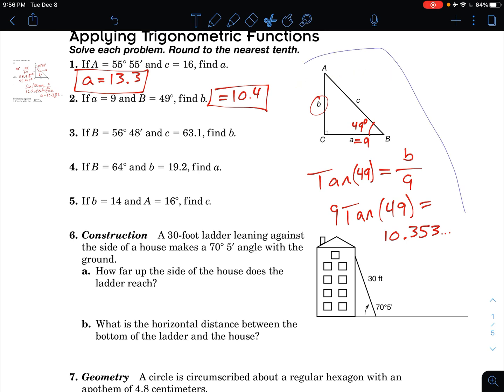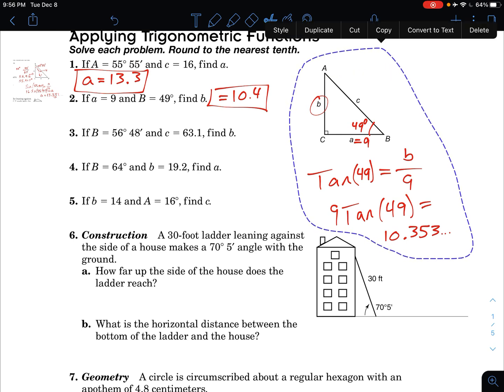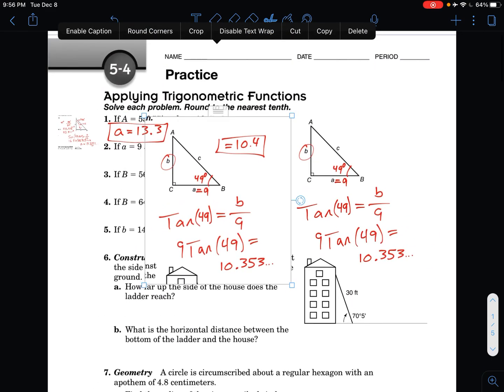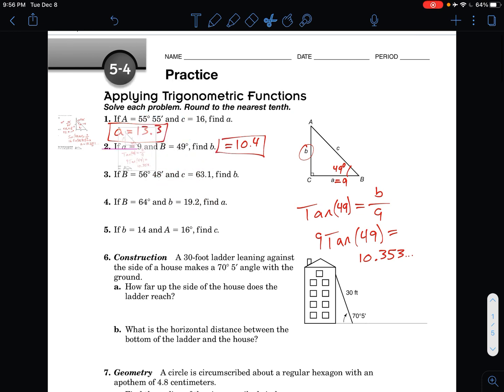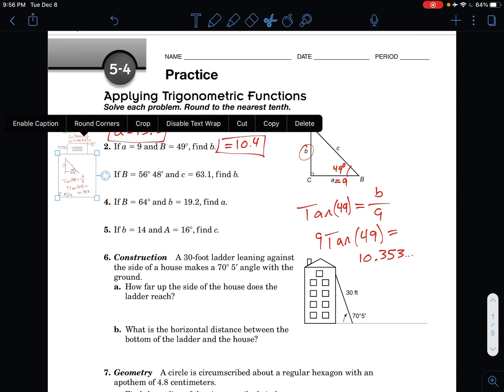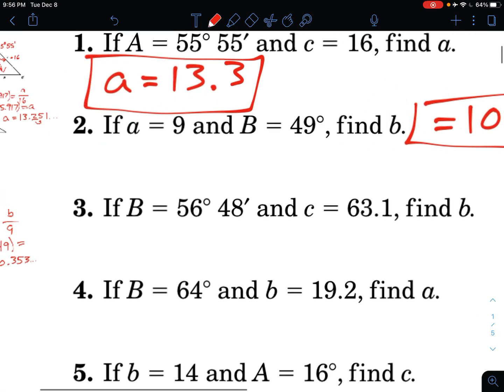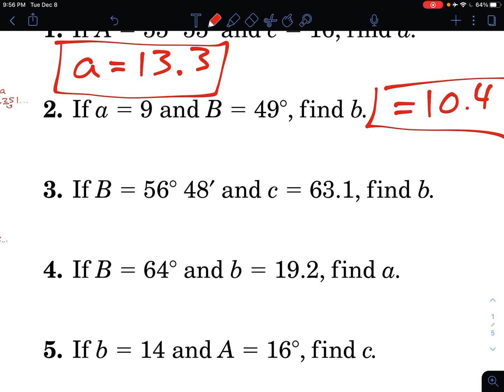And we'll save this work and move on to number 3. Number 3, we have 56 degrees 48 seconds. We'll need to change that into decimal. You just divide 48 by 60. 48 divided by 60 is 0.8. So this is 56.8 degrees.